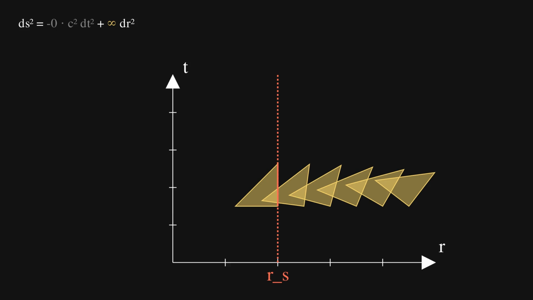This boundary is the event horizon of a black hole. Cross that line, and the entire light cone tips inward. Every possible future path points inexorably toward the center.